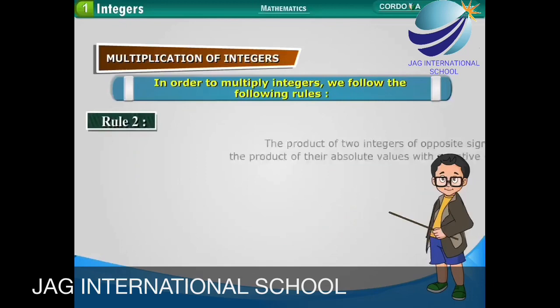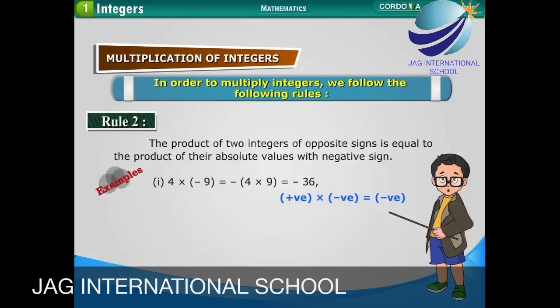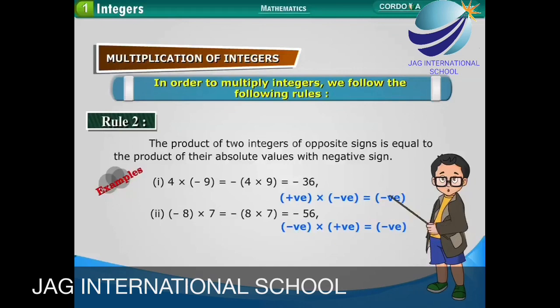Rule 2: the product of two integers of opposite signs is equal to the product of their absolute values with a negative sign. Examples: 4 × (-9) is equal to -(4 × 9), which is equal to -36. Positive times negative is equal to negative. -8 × 7 is equal to -(8 × 7), which is equal to -56. Negative times positive is equal to negative.